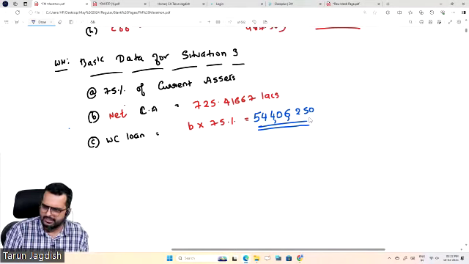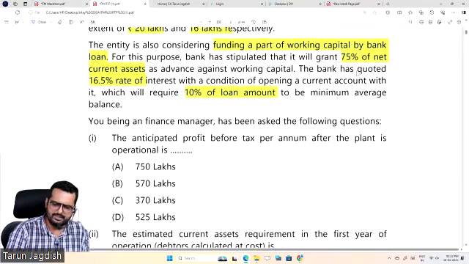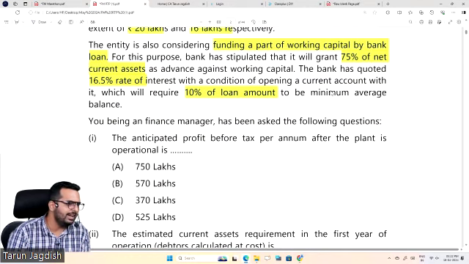So are you all done writing this? 5 crore 44 lakhs. Final requirement, it is done. They say the bank has quoted an interest rate of how much percentage over here? With a condition of opening a current account, which will require 10% of the loan amount to be the minimum average balance.